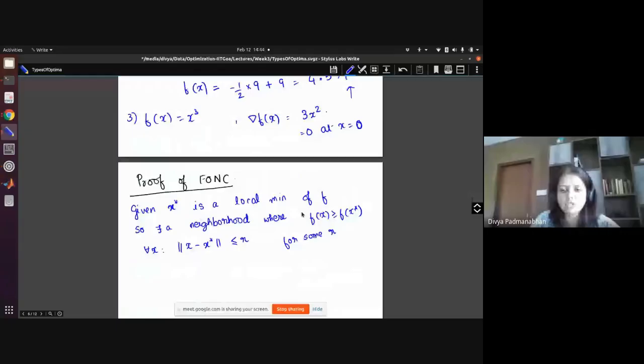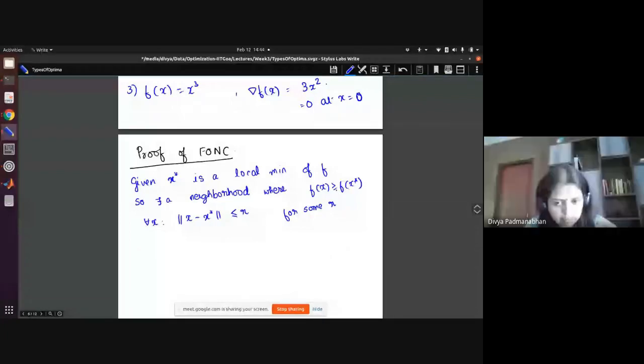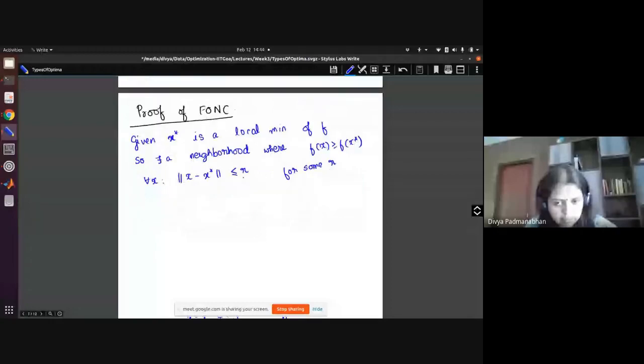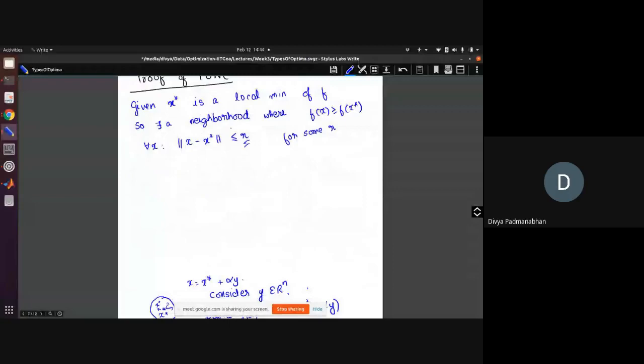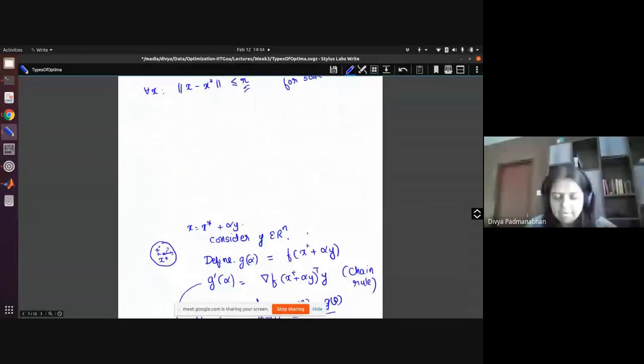Just to get an idea of why this is true, the proof of these conditions. The idea is that you're given that x star is a local minimum. So there is a neighborhood around this where every point in that neighborhood has f of x greater than or equal to f of x star. There is some radius r you can find. Then you just take some direction, you take all possible directions here, and you try to evaluate this function, f of x star plus alpha y.